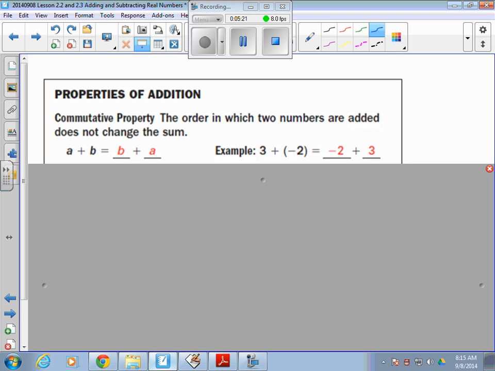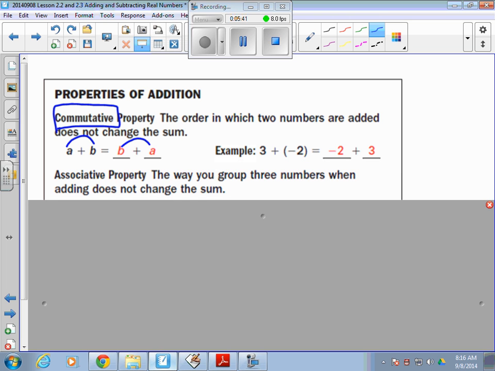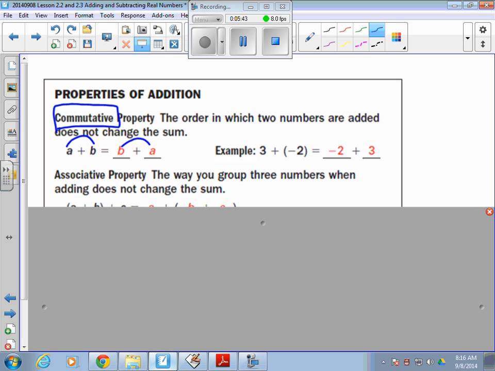Here are your properties of addition. Commutative property. Think of people who commute to work. They move. So A plus B, A was first, B was second, move and become B plus A. The example, 3 plus negative 2, they move and become negative 2 plus 3. There's your commutative property.